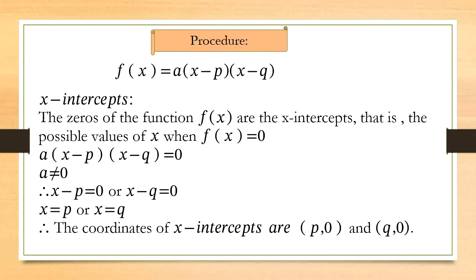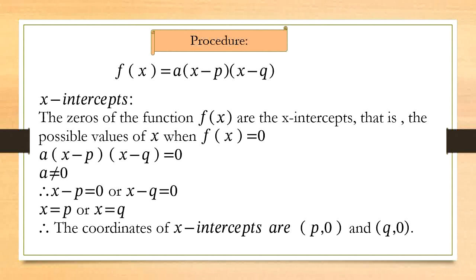Firstly, x-intercepts. The zeros of the function f of x are the x-intercepts, or these zeros are sometimes called roots of the function. That is, the possible values of x when f of x is equal to 0. In other words, x-intercepts are found by putting y equal to 0. That is, in place of f of x, we put 0. So that is a times x minus p times x minus q equal to 0. Here, a cannot be equal to 0.